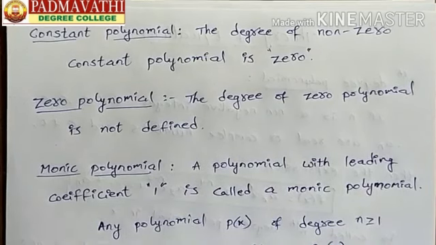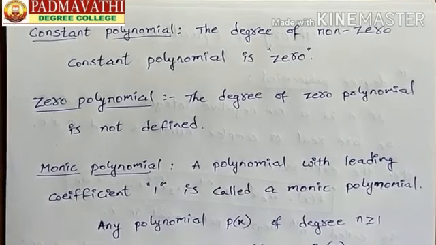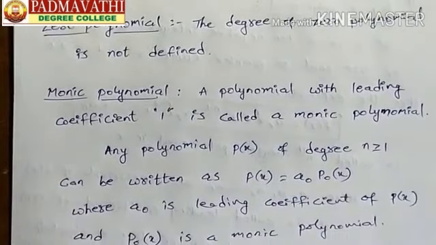Next, the monic polynomial. A polynomial with leading coefficient 1 is called a monic polynomial. Monomial means only one term will be there. Here, monic polynomial means a polynomial with leading coefficient 1. That means for any polynomial expression, the term having the highest power has numerical coefficient 1, and we call it a monic polynomial. We can take an example here.